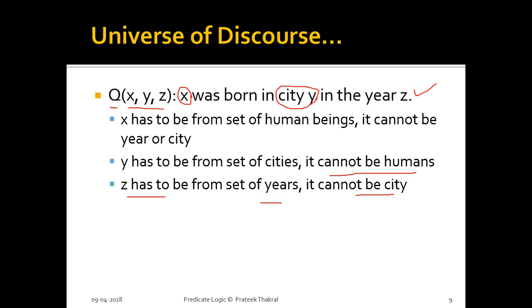So from the statement it is clear that this particular sentence has three different objects x, y and z, and all three objects x, y and z have their own universe of discourse. From those particular sets we can put any value to these three individuals. So x cannot be any year or any city, y cannot be any human being or any year, and z cannot be any human being or any city. So for every individual, the set of allowable objects, the universe of discourse, is predefined if we are talking about the predicate.